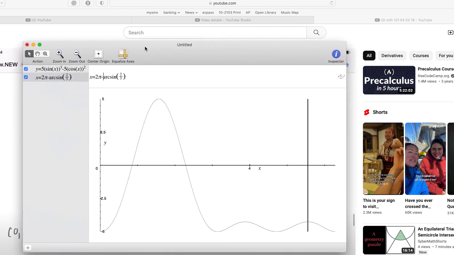We use the computer algebra system. This application I'm using over here is called Grapher. Use whatever you want, by the way. Don't think you have to use a particular software to be able to do problems like this. Do what you're comfortable using. I really do mean that. Thank you.